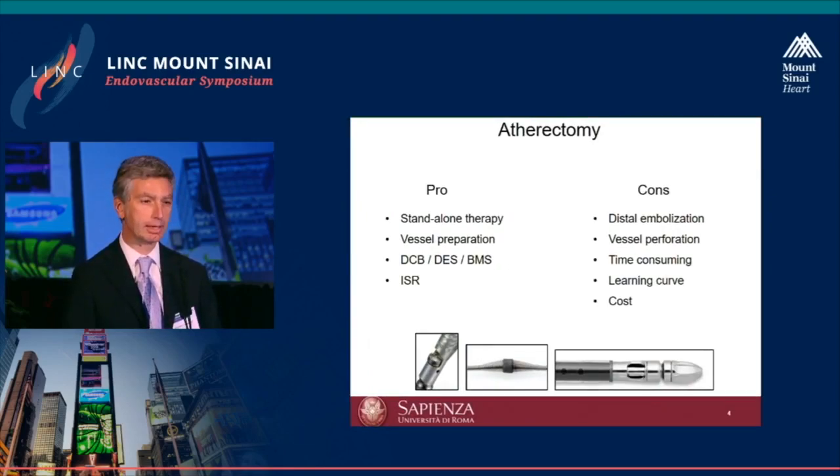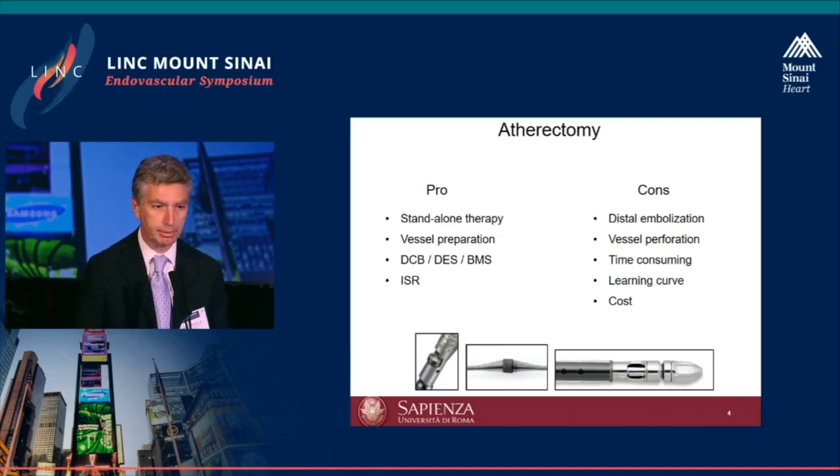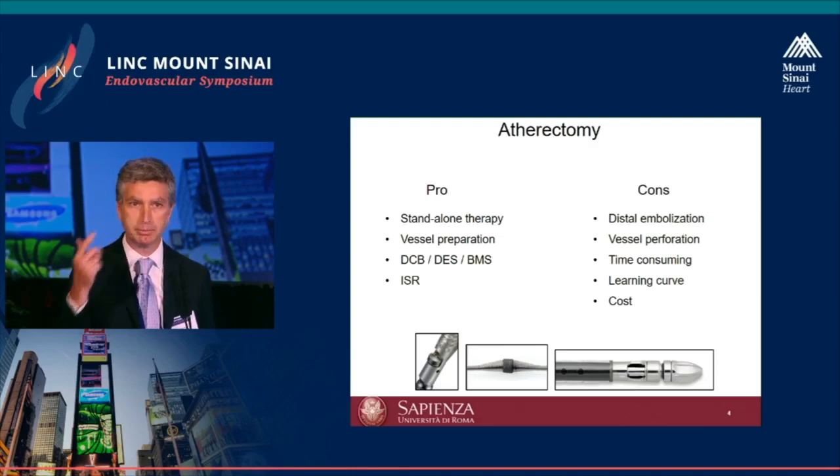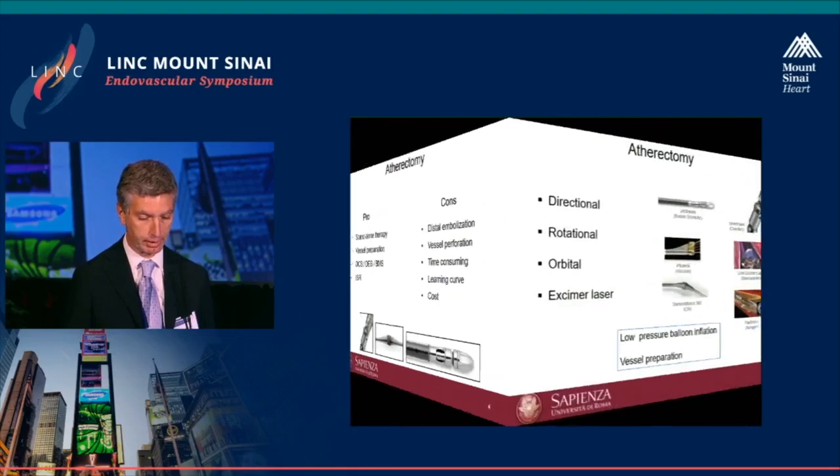Honestly, it's pretty strange that a European guy is going to talk to the US colleagues about atherectomy, basically because the use of atherectomy, especially in Italy, is less common than in the US due to the difference in terms of reimbursement. But by the way, we know, better than me, the advantages: we can use this device not only as a standalone therapy, but also in preparation of a simple dilatation with a plain balloon, but also for DCB or DES or bare metal stent. Obviously, this is very useful in case of in-stent restenosis. There are some controversies regarding vessel perforation and also the learning curve and the cost.